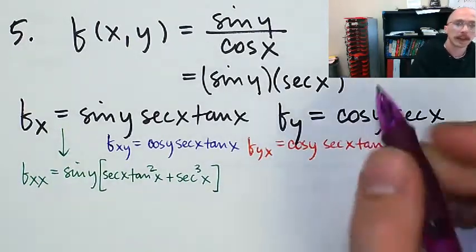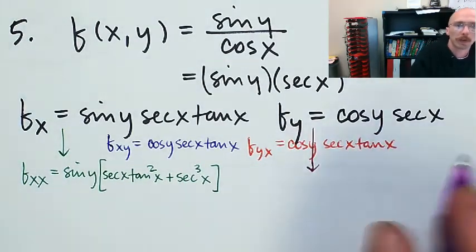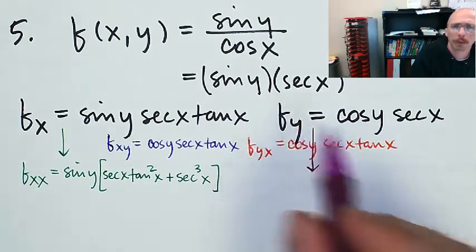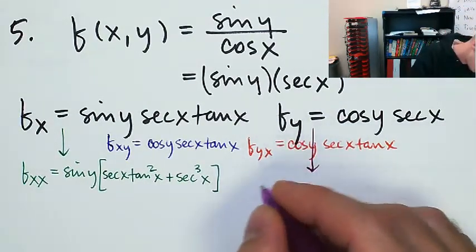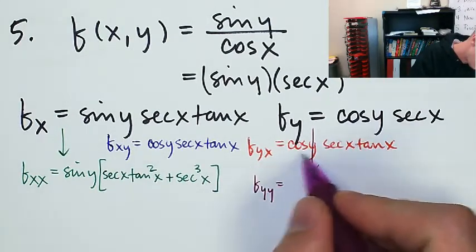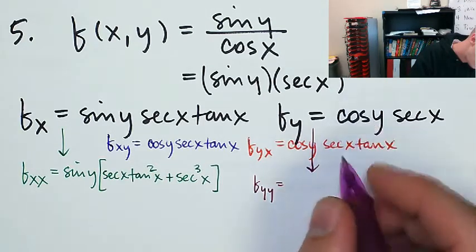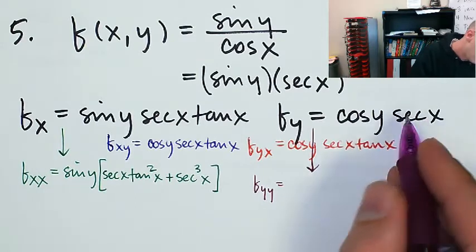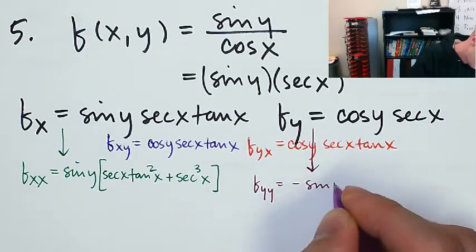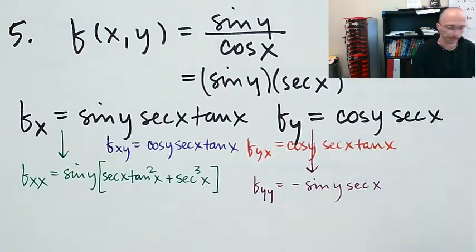Grab this one and take the second partial of f with respect to y both times. So fyy is going to be, all right, the derivative of cosine y is negative sine y, and that's going to stay the same. So negative sine y secant x.